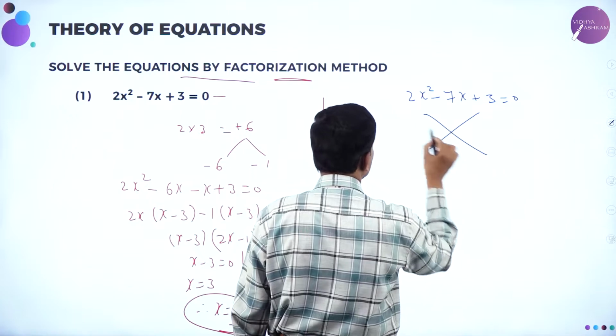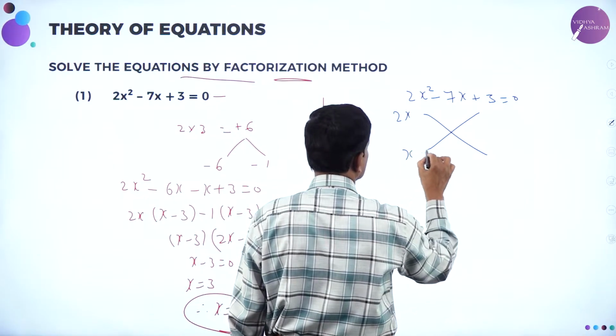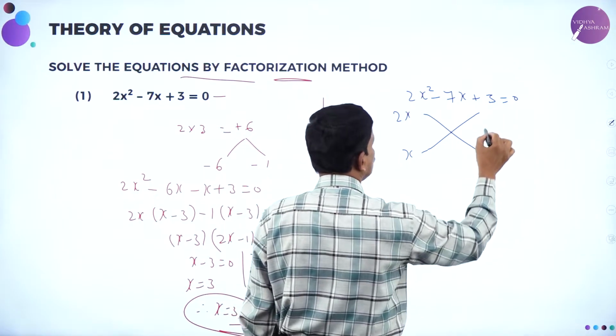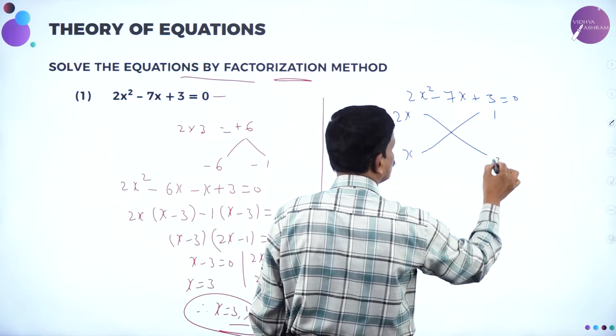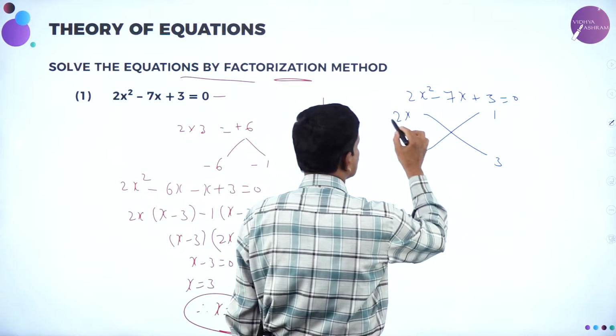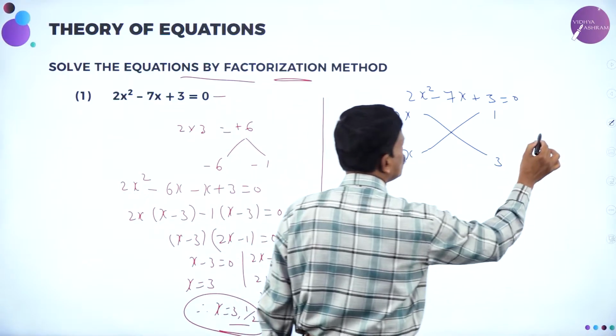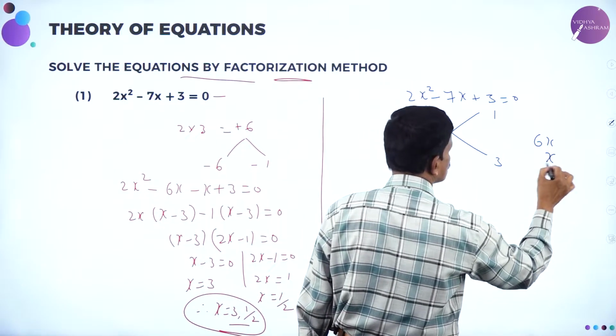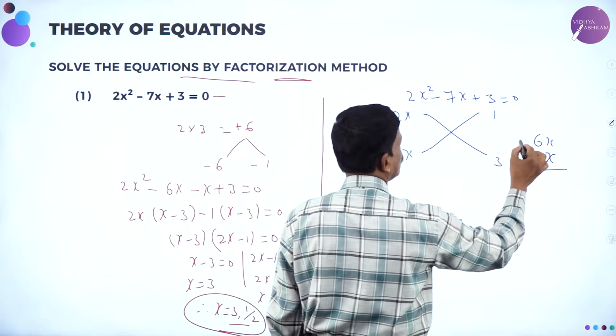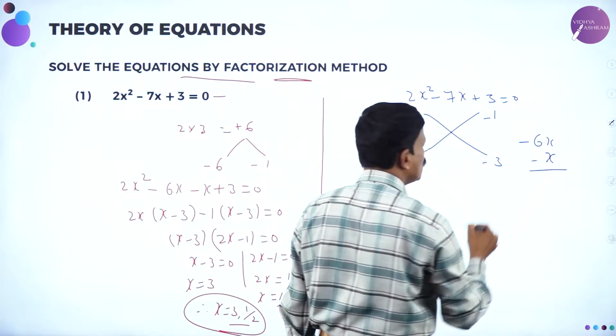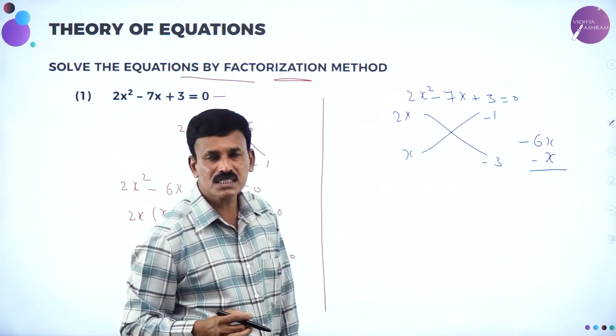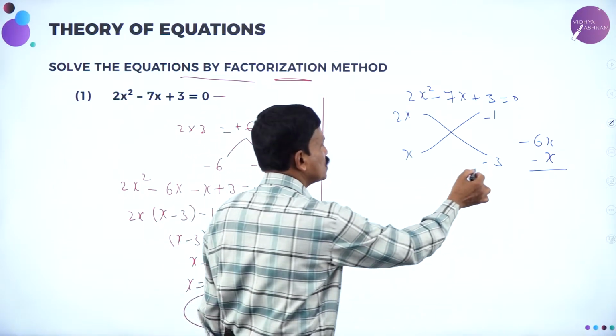Just cross multiply. Multiply this 2x into x. 2x into x is 2x square. 3 can be written as 1 into 3. So if you multiply this, 3 into 2 is 6x, 1 into x is x. Since it is minus, you can put a negative sign for this. Minus 6x and minus x is minus 7x. So minus into minus is plus.